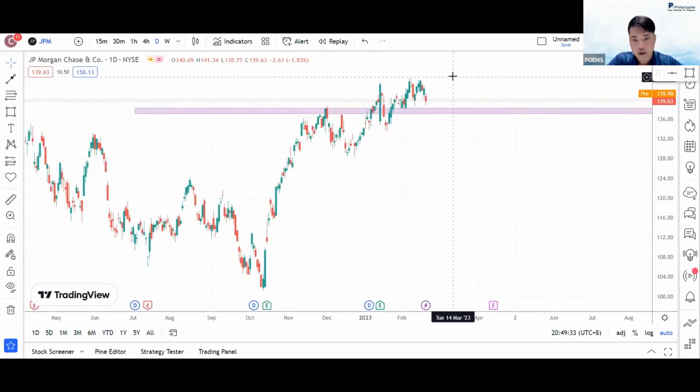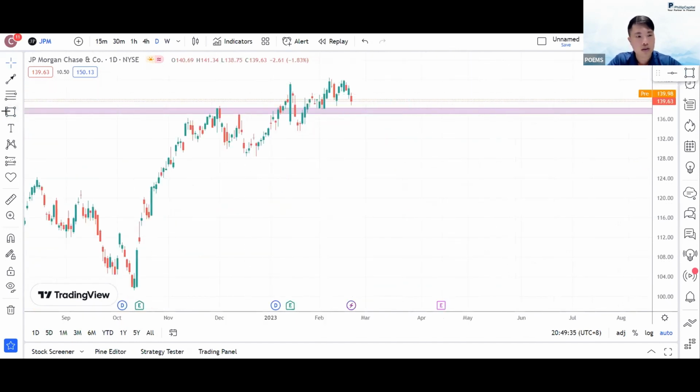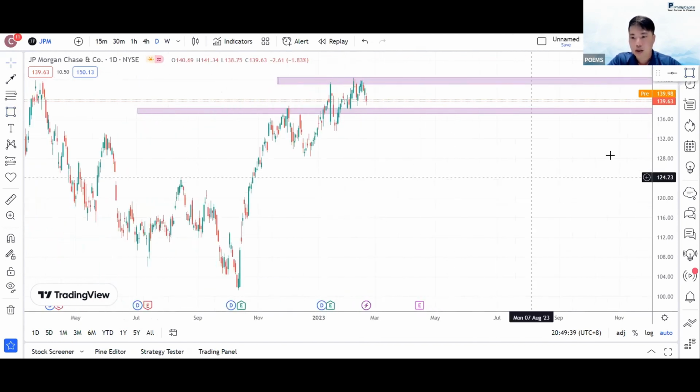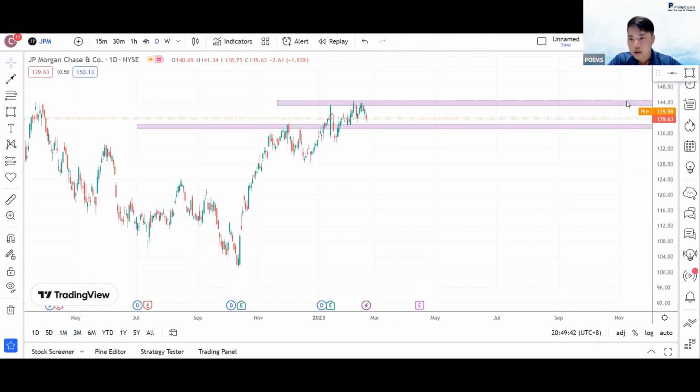But JP Morgan is slightly different from Morgan Stanley. There is a chance that it will start to range bound at this area, based on the technical side. So this will be around 144. So it will probably start to range bound within these two levels.